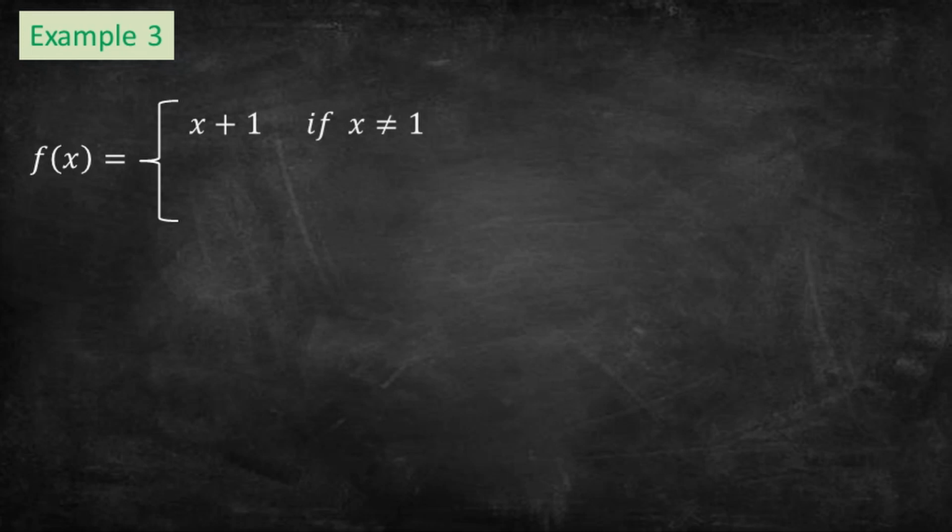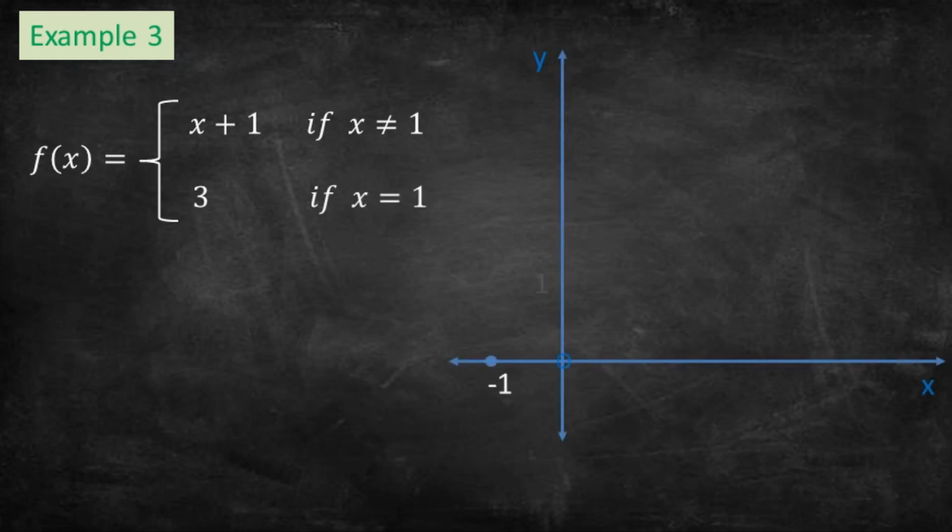We now come to the third important example on the limit. Here we have a piecewise function, f of x equals x plus 1 if x is not equal to 1, but equals 3 if x is equal to 1. Once again, this is a straight line graph that passes through minus 1 and plus 1 on the x and y axes respectively, but it's discontinuous at x equal to 1.